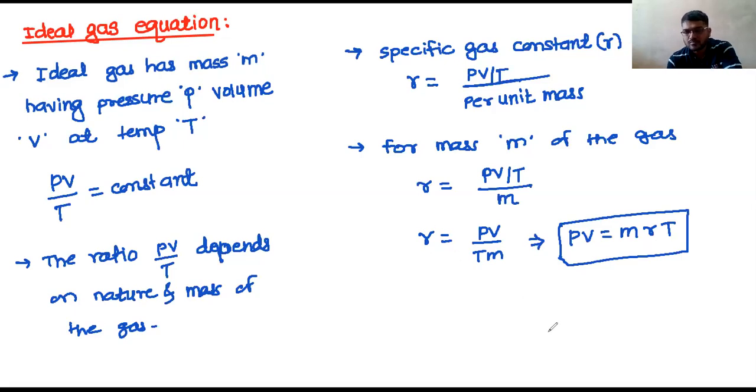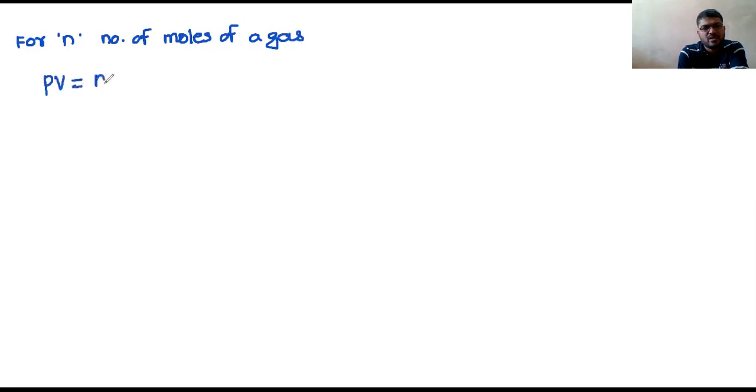Next, note down this. Next one, for n, the number of moles of a gas. What you are getting is the equation PV is equal to nRT. What is the equation? PV is equal to nRT.